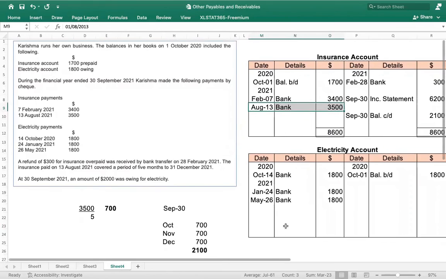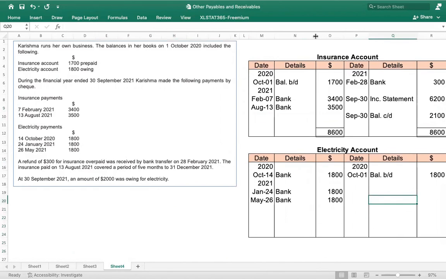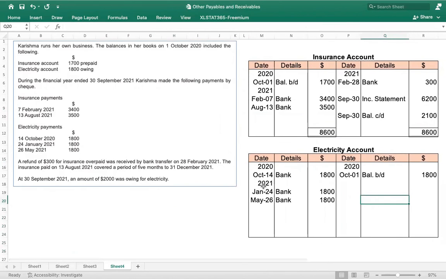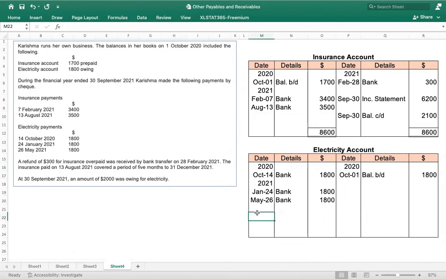No. Now, for electricity, read out the last line, what they are telling. At 30th September 2021, an amount of 2,000 was owing for electricity. Owing means liability, right? So opening liability we wrote on which side? Credit side. So closing will come on the debit. September 30th, last date. Balance carried down. How much? $2,000. Clear? Now find out the difference.